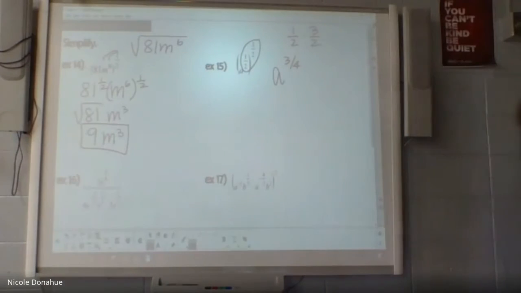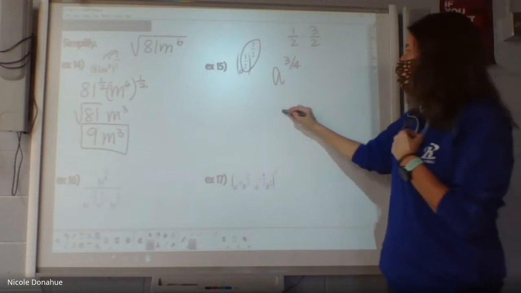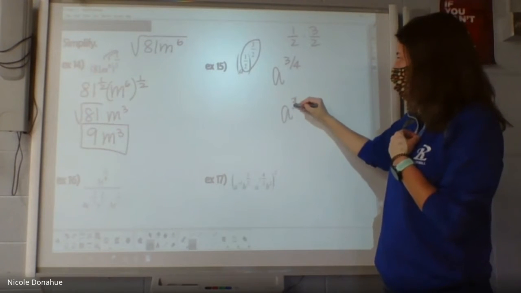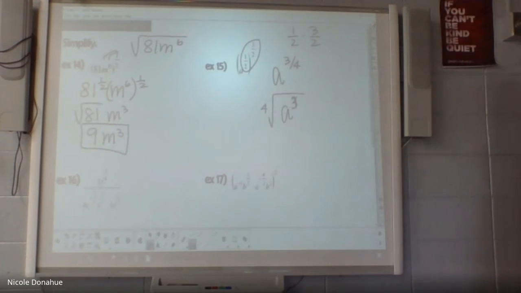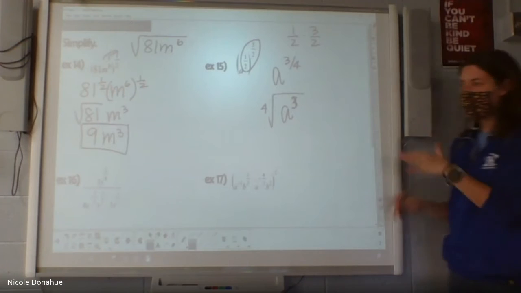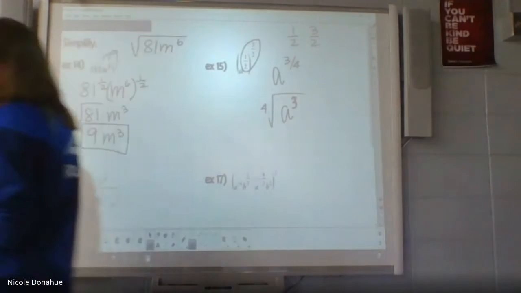Rewrite that as a root. It didn't ask you to do that, but Brian? Very good. A to the 3rd power with a 4th root. So just being comfortable with switching things back and forth.